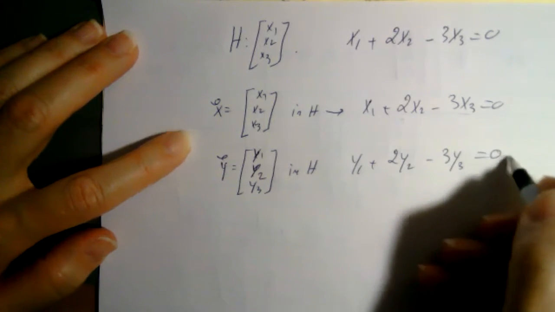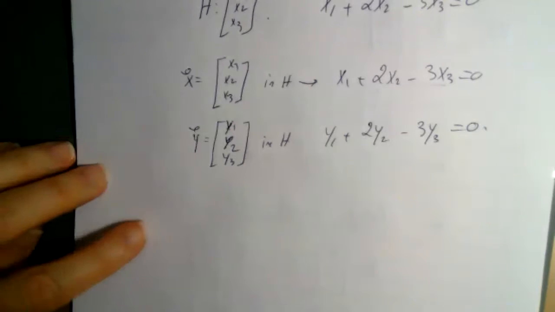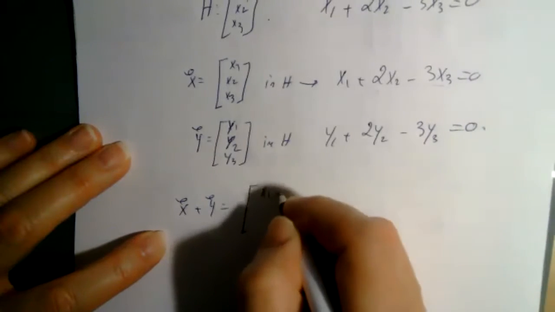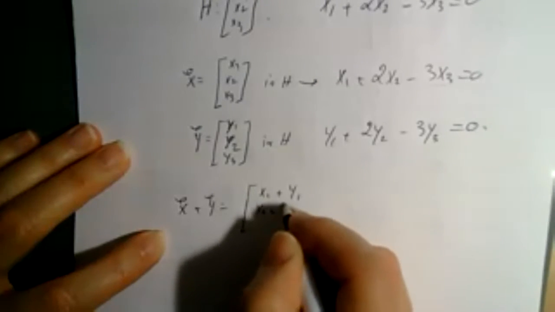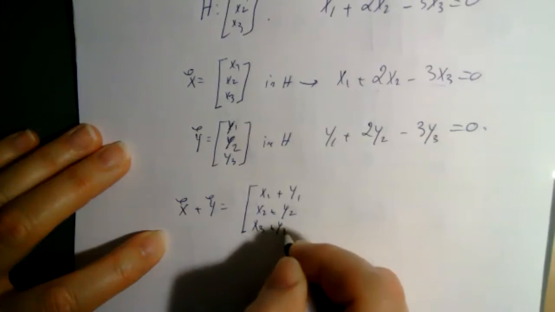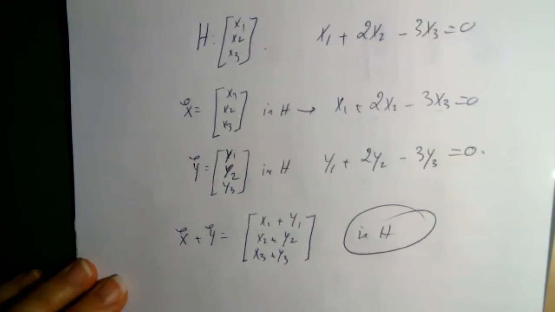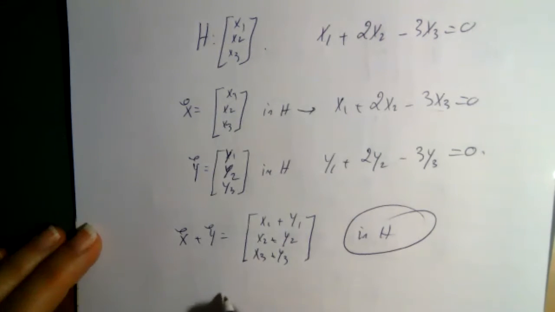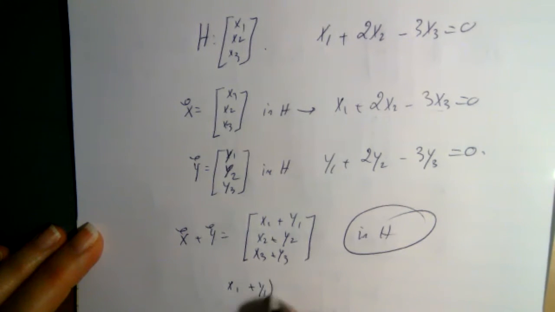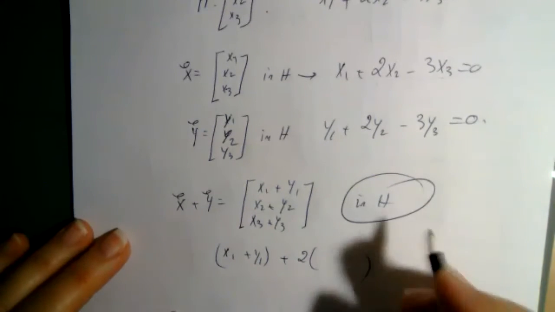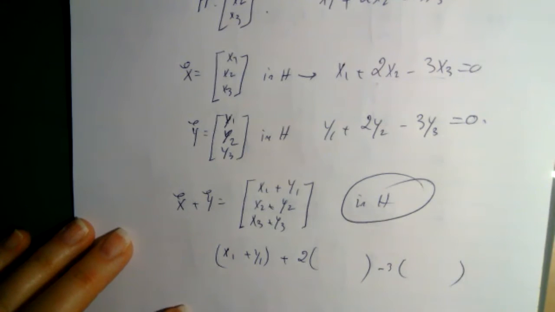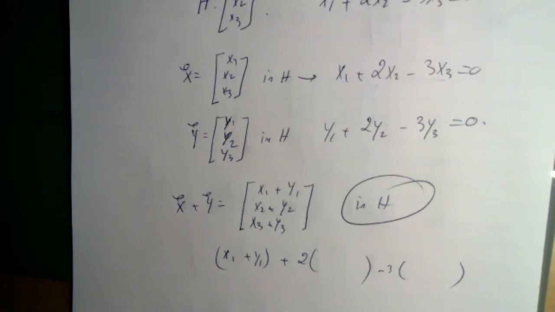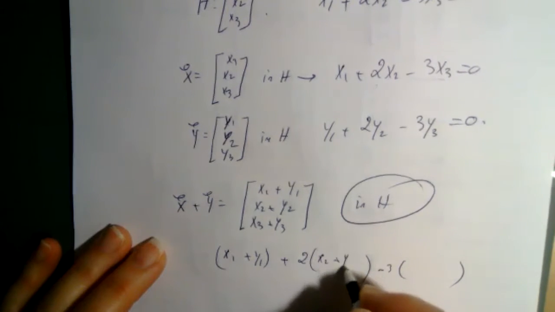Finally, I'm going to add them up and ask myself, will this newly created vector satisfy this condition? What does it mean to satisfy this condition? It means if I take the first component, add to it twice the second, and take from it 3 times the third, will this equal 0? That's really my question.